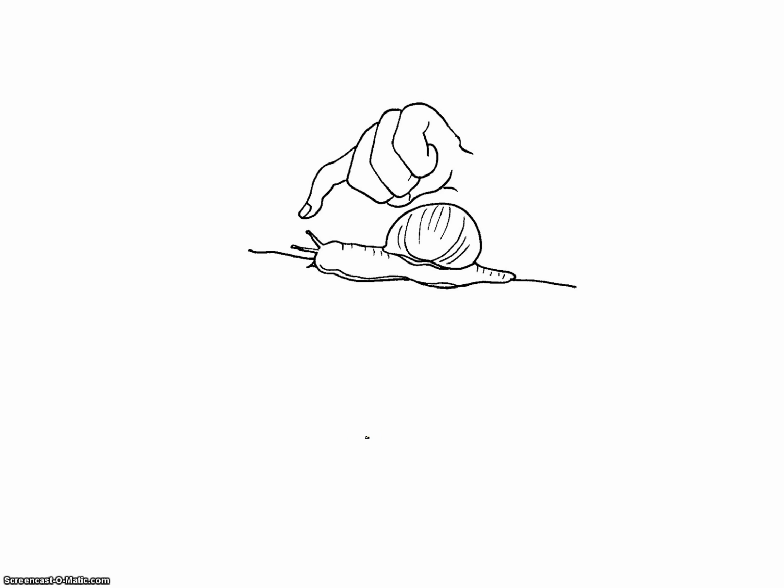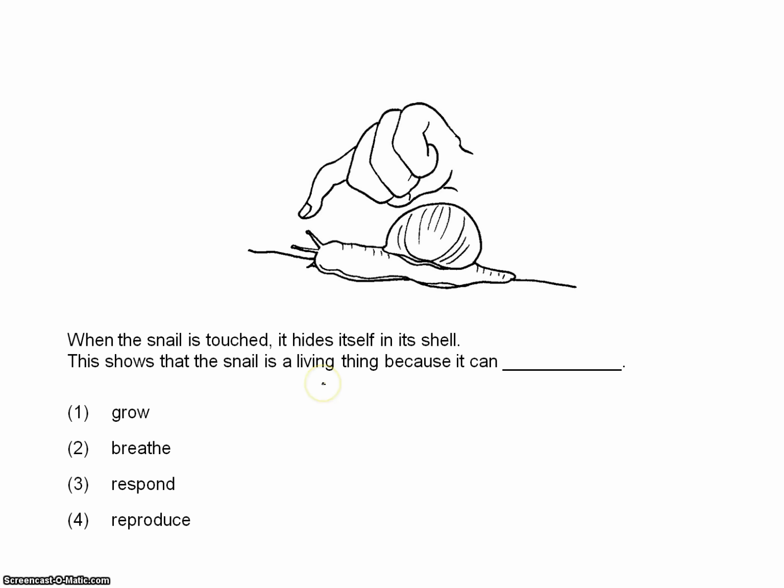Here goes. Okay, so this is a diagram, and let's see what kind of question we are going to have. Now it says over here, when the snail is touched and it hides itself in its shell. So this shows that the snail is a living thing, because it can. Is it one, grow? Is it two, breathe? Is it three, respond? Or is it number four, reproduce? Now let's take a look at this diagram.